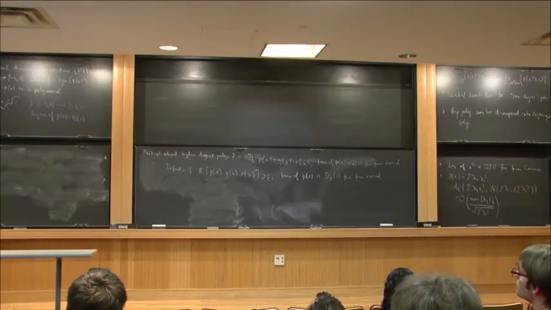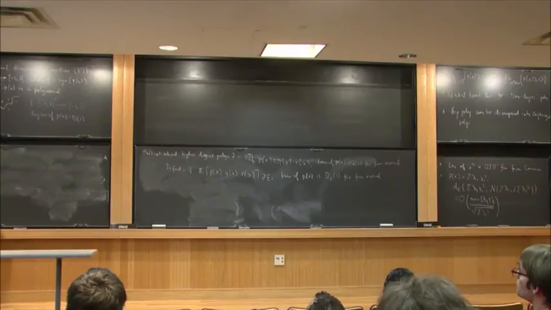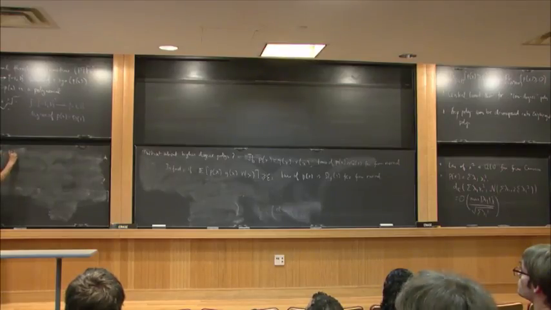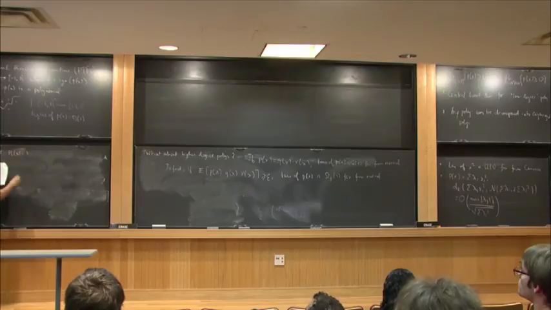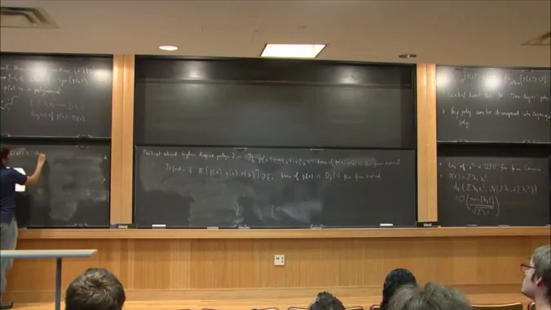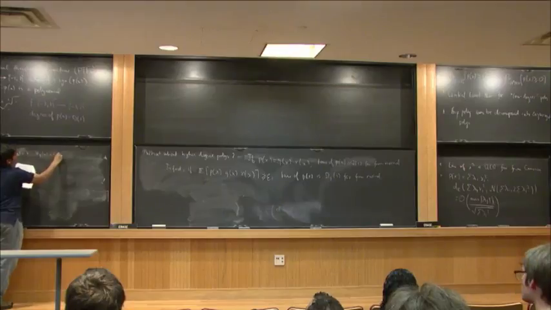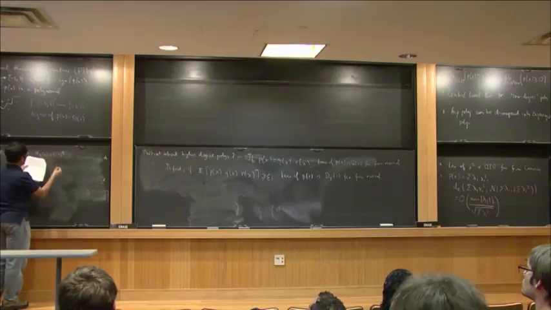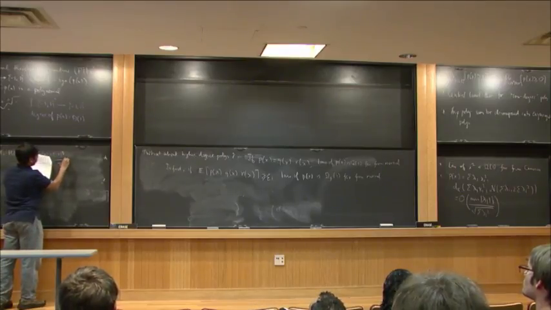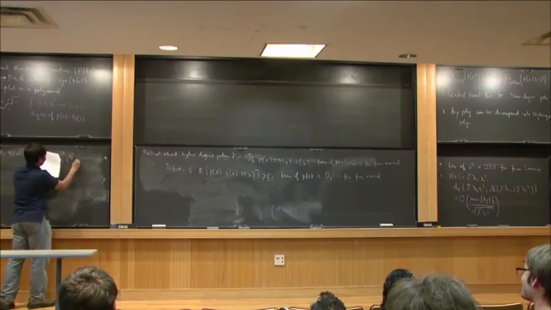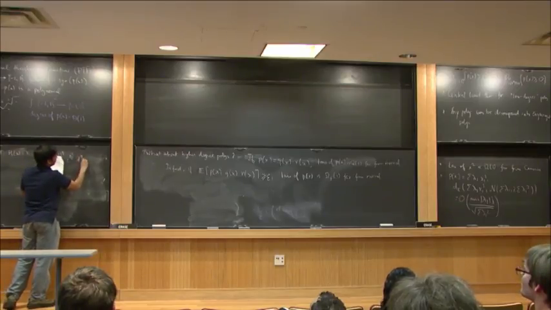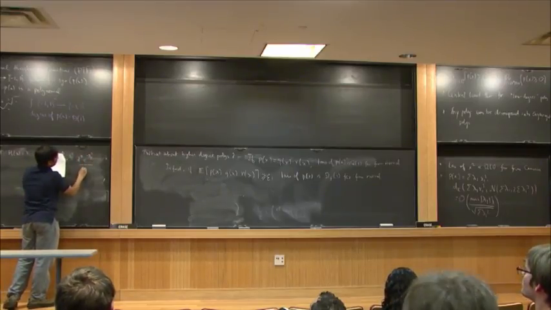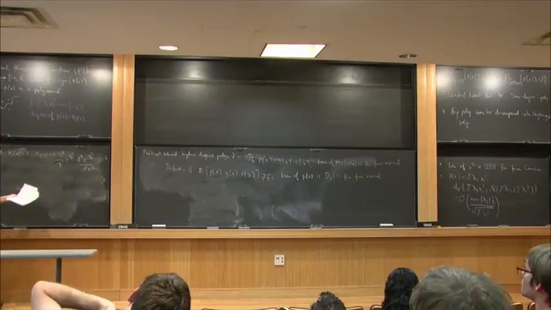For that, I need to first define what Hermite polynomials are. For univariate Hermite polynomials, h0(x) is 1, h1(x) is x, and in general hq(x) is (-1) to the q times the derivative formula. This is the formula for Hermite polynomials.